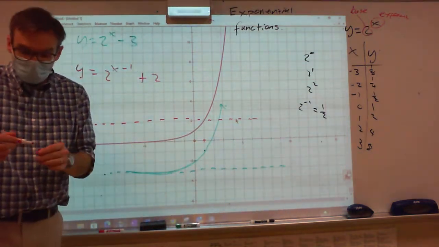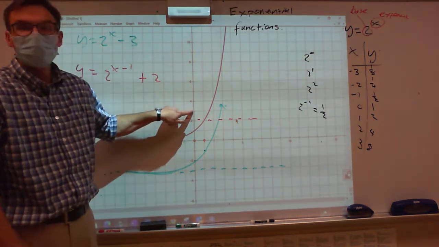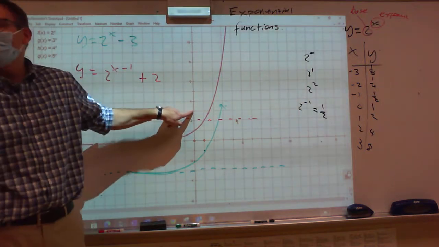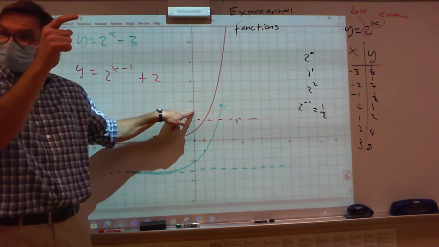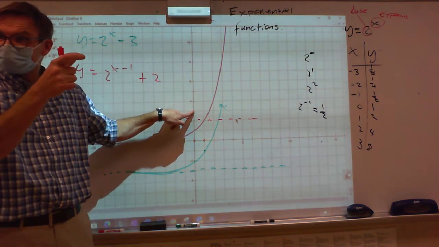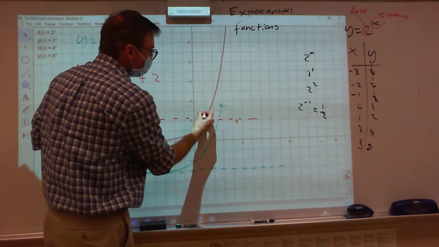I have a special point. That special point is 1 away. But what does that minus 1 tell me to do? Go to the right one, right? Because it's inside. Everybody see that's inside? And so I'm going to go to the right one.